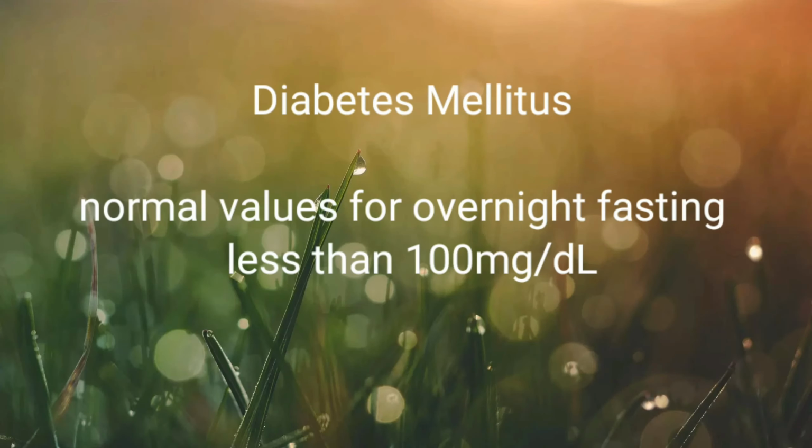Next is diabetes mellitus, or diabetes. The normal value for that is 100 milligrams per dL, which is for overnight fasting. That means there's no food intake from a day before, or within 8 to 10 hours until your test is done. So no food is allowed for that, or else you're going to get a bad result, or a high number for sugar.